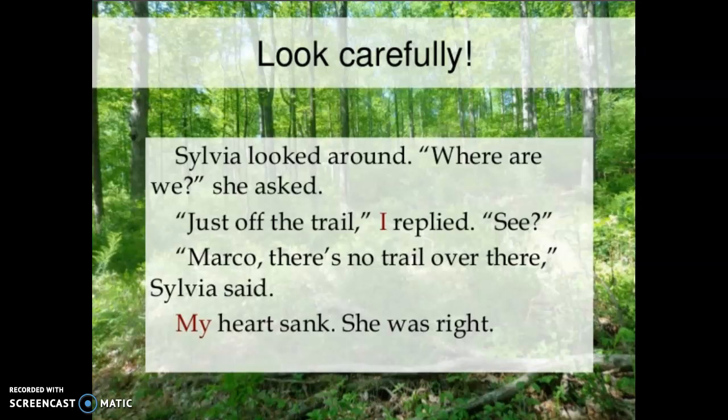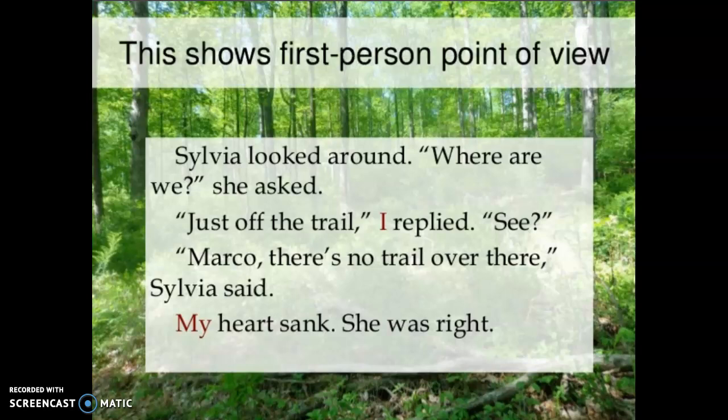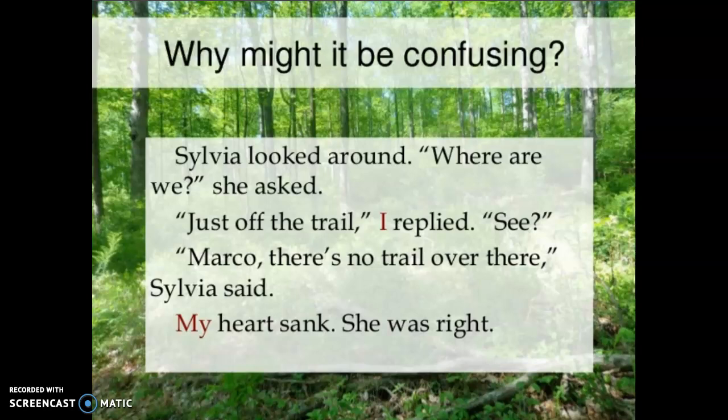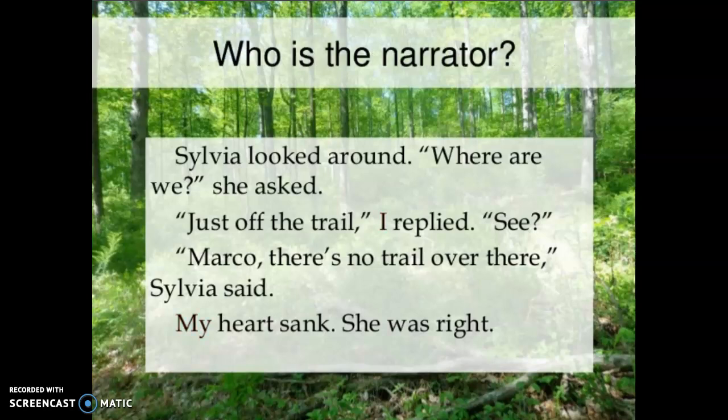So look very carefully. What do you see? What did you find when we read? Go back and read it. I have highlighted the word I and mine. So this shows first person point of view. So if you did say that it was first person, you are correct. Why might it be confusing? And who is the narrator?